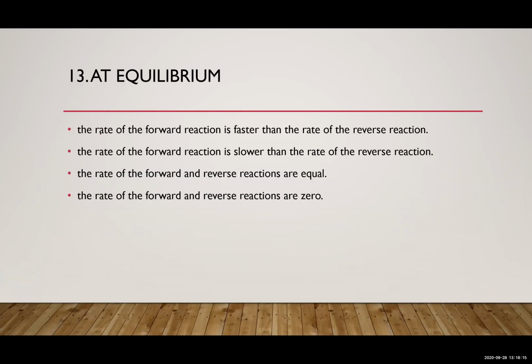So at equilibrium, remember the rate of forward direction. Which one is correct? Rate of forward direction is faster than the rate of reverse reaction. That's incorrect. We said both rates are equal. At equilibrium, the rate of forward is slower than the rate of reverse. That's also incorrect. At equilibrium, they are equal. Rate of forward and reverse reactions are equal. That is correct. They don't become zero. They keep going forward and backward. They never become zero.